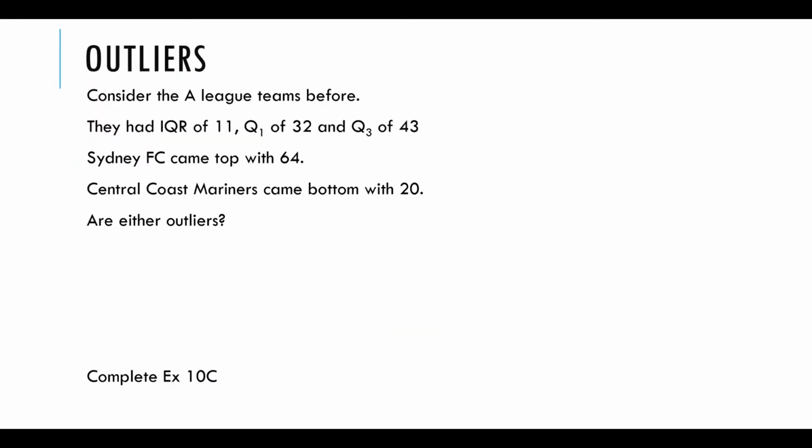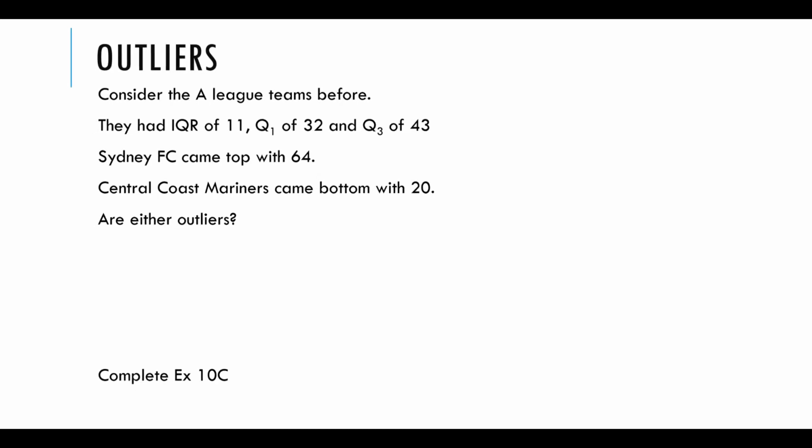So on the next slide, we are going to consider the A-League team scores that we had before. It was the list of 10 teams and the number of points they had by the end of the 2017-2018 season. What we determined was that their interquartile range was 11. The lower quartile was 32, and the upper quartile was 43. Now, Sydney FC came top with 64. The Central Coast Mariners came bottom with 20. Newcastle Jets came second. They were pretty close, not at the top or bottom, so we're not going to worry about them. And we just want to check quickly, were either of those outliers?